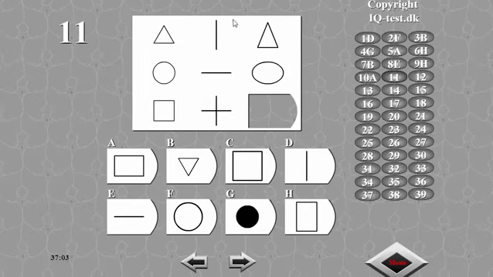Here we have a rule from left to right. We have a triangle and something happens, and we have a triangle again. A circle, something happens, and some kind of circle again. So we have a square and we need a square.